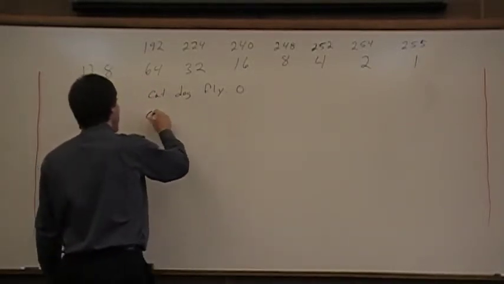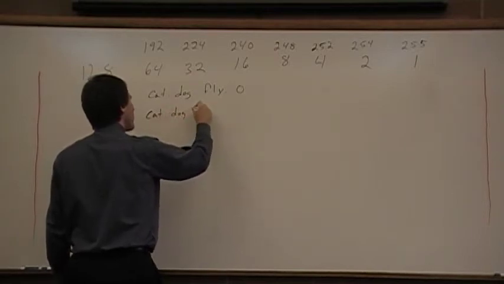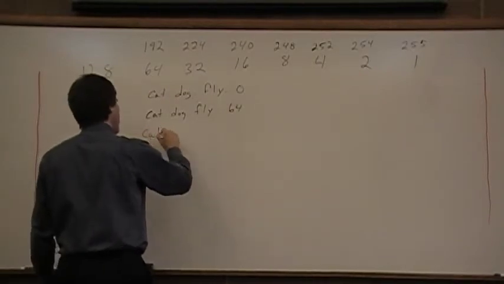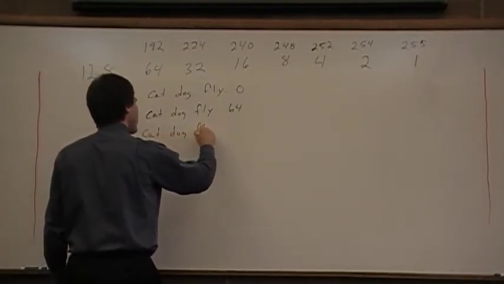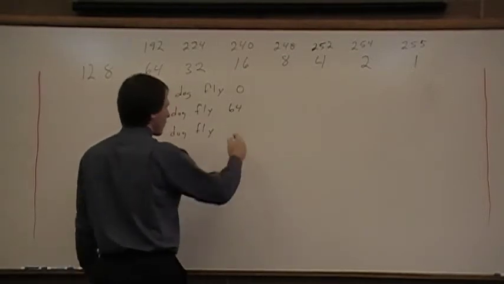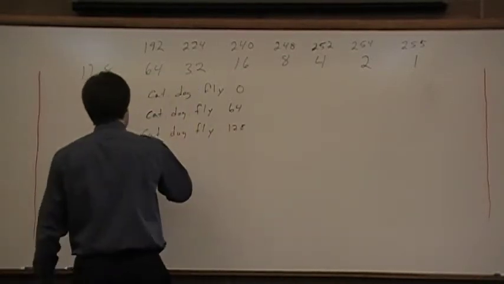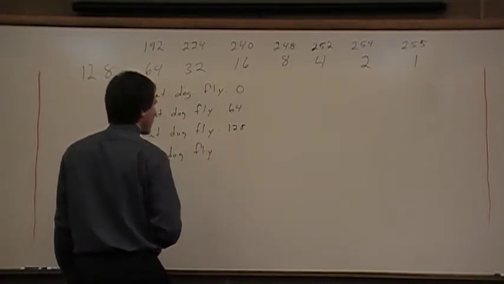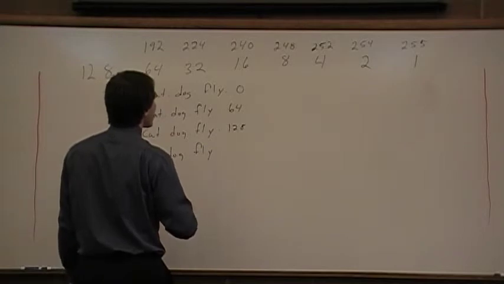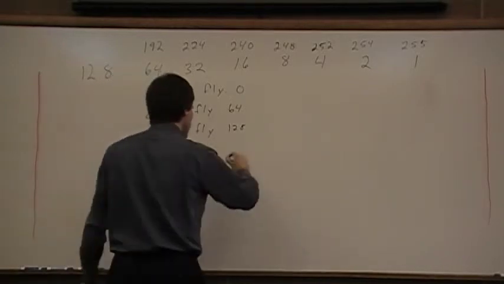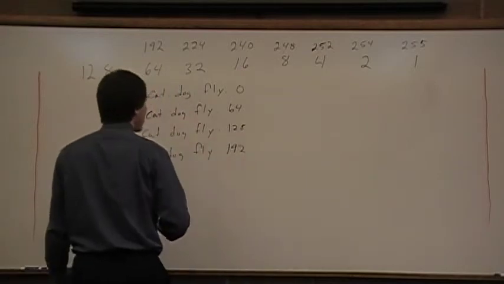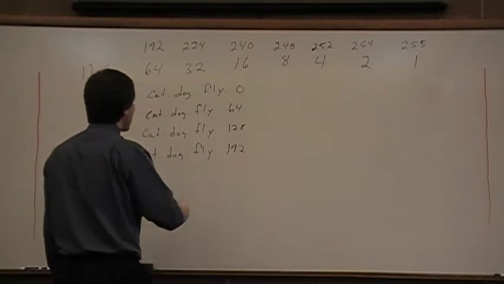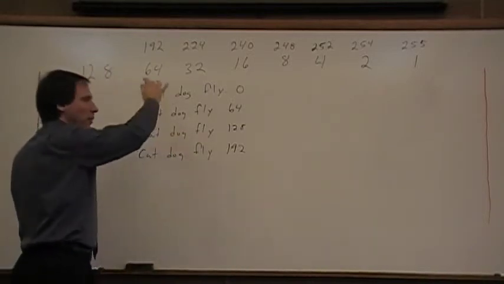Now our next network would be cat, dog, fly, 64, and then cat, dog, fly, 128, and cat, dog, fly, what's 128 plus 64? 192. And then if I add 64 to that, I get 256. So those are our networks, right?